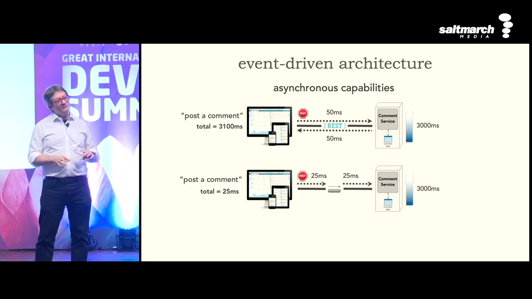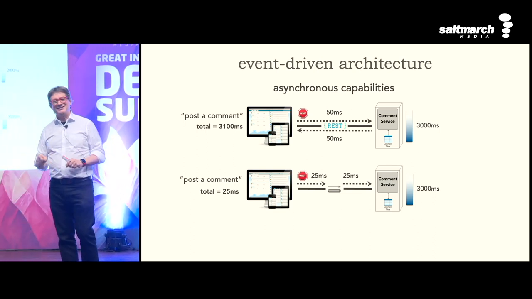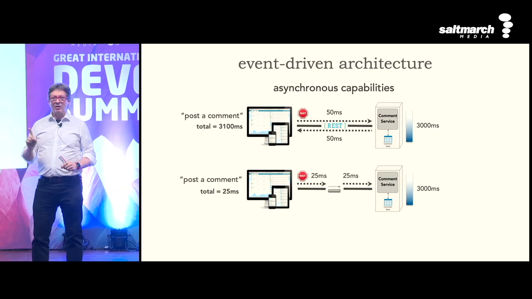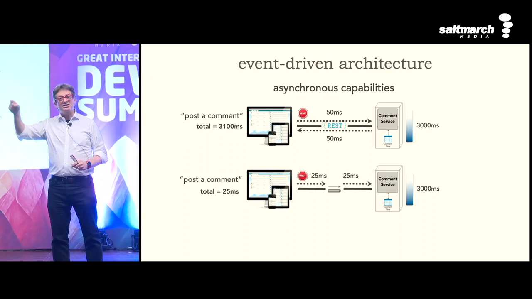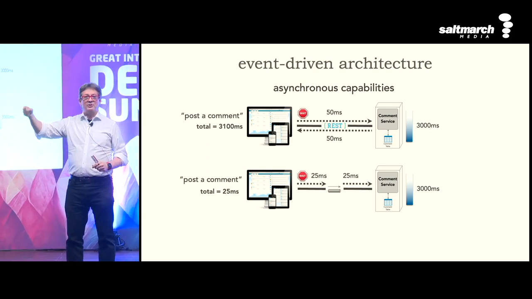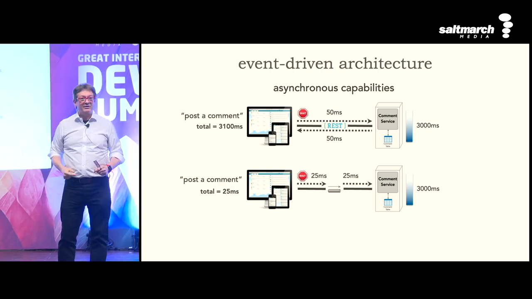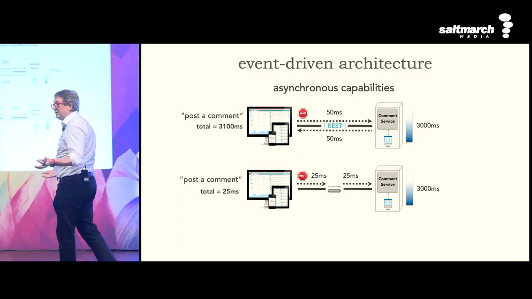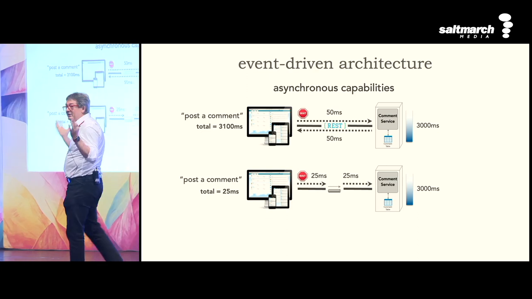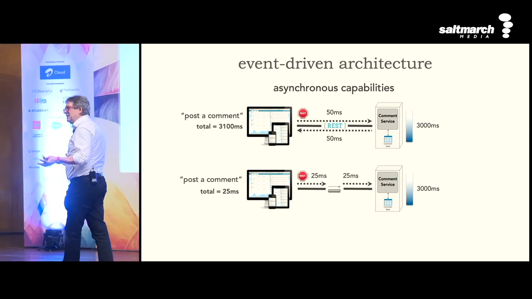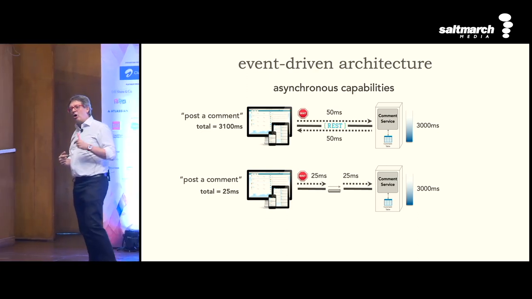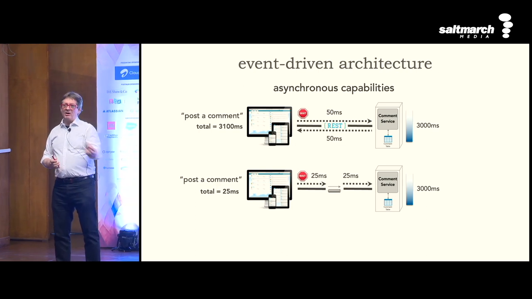But what happens if I type in a word on the comment that's not allowed on my blog? In the synchronous case, my comment service will identify that and send an error message back to the user and say, hey, you tried to post something inappropriate to my blog. You can't do that. But in the asynchronous case, I'd have lost that request response cycle.